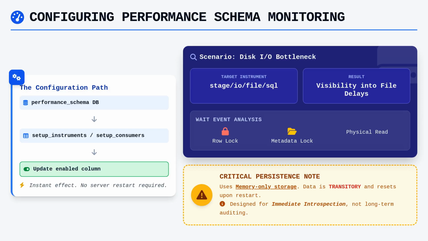This transitory nature reminds us that the Performance Schema is for immediate introspection, not for permanent historical auditing of every transaction that has ever occurred. By observing wait events, you can pinpoint exactly which thread is blocked and precisely what resource it is waiting for, be it a row lock, a table metadata lock, or a physical file read.